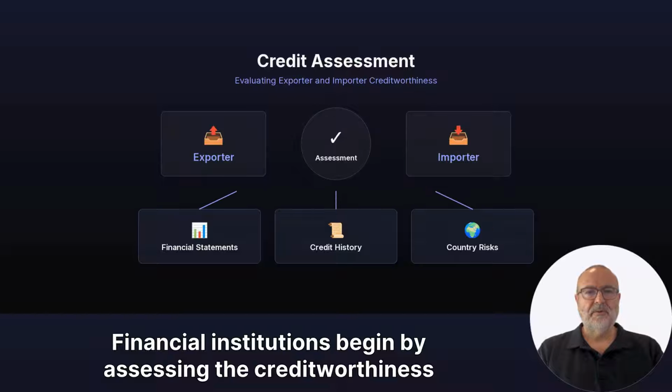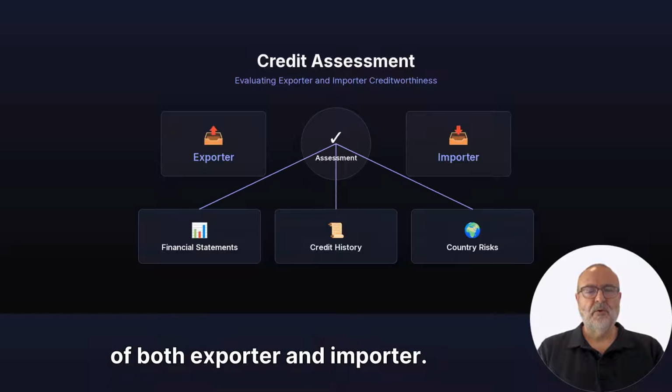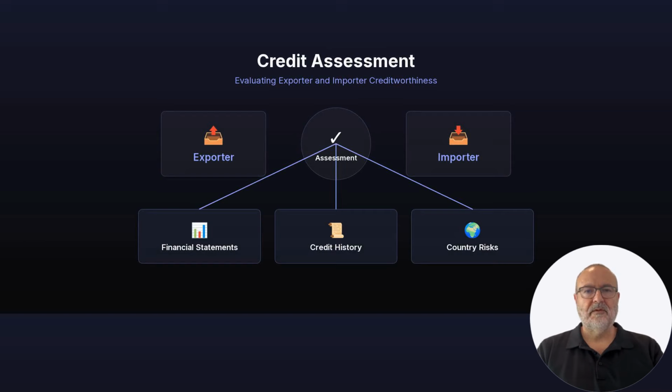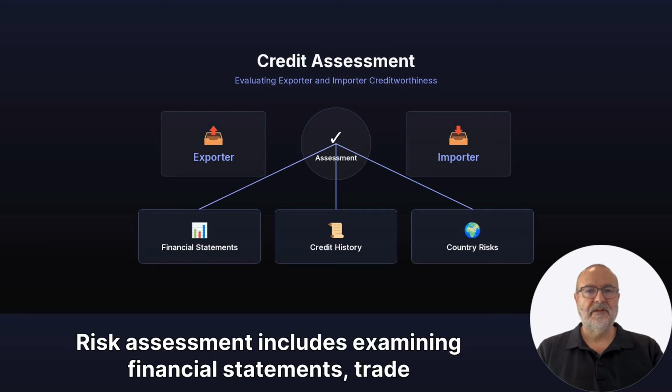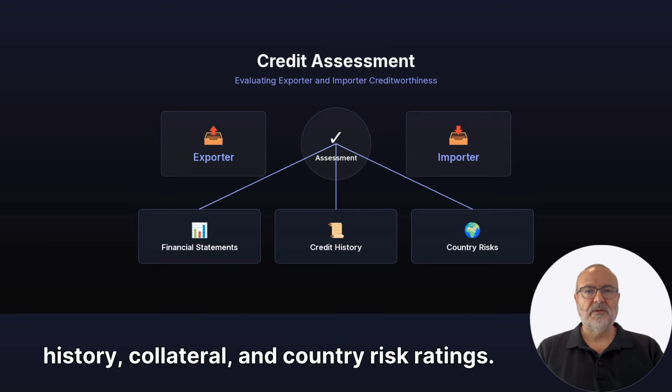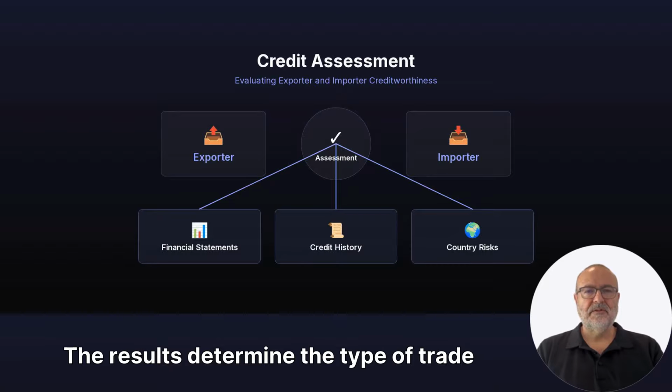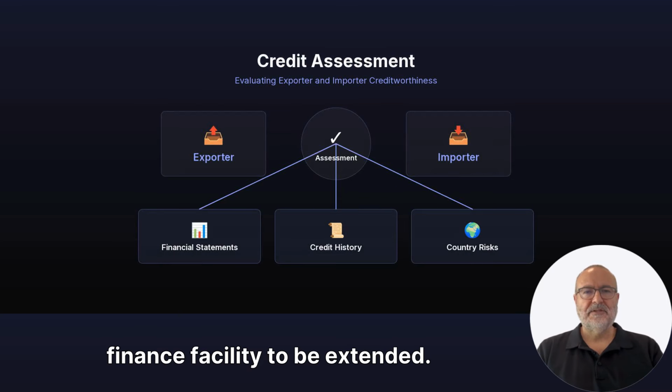Financial institutions begin by assessing the creditworthiness of both exporter and importer. Risk assessment includes examining financial statements, trade history, collateral, and country risk ratings. The results determine the type of trade finance facility to be extended.